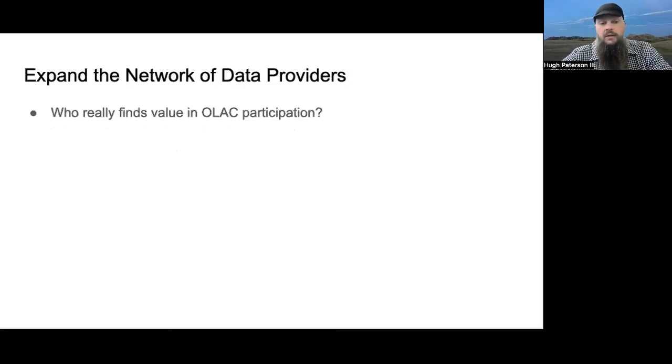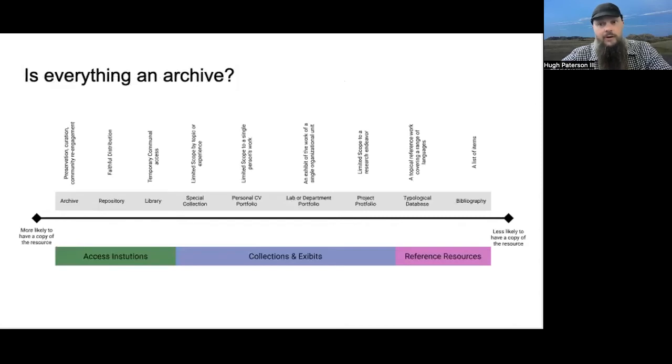So I want to then just look and say, okay, if we really want OLAC to thrive and be well understood by specialists and community members, where it becomes a reasonable gateway access point to resources, then we need to really think about expanding the network of data providers. I think Simons and Bird and Simons together said something like there's 62, 63 data providers currently, and they call them all archives. And I ask a critical question here: is everything an archive?